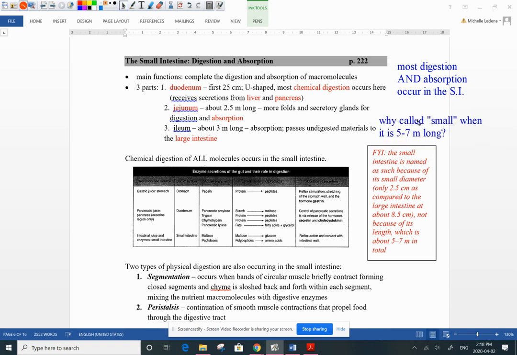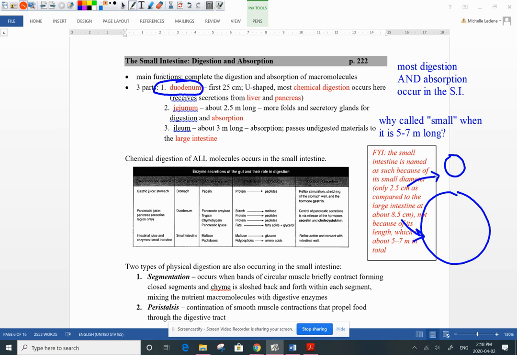That's very long. Well, it's small intestine because it's small diameter, and we're talking about just how big around it is, and it's only about 2.5 centimeters diameter, as opposed to the large intestine, which is way bigger. It's like 8.5 centimeters. Those aren't the actual numbers, the actual sizes, I mean, but you get the idea that the small intestine is a lot smaller in terms of diameter.